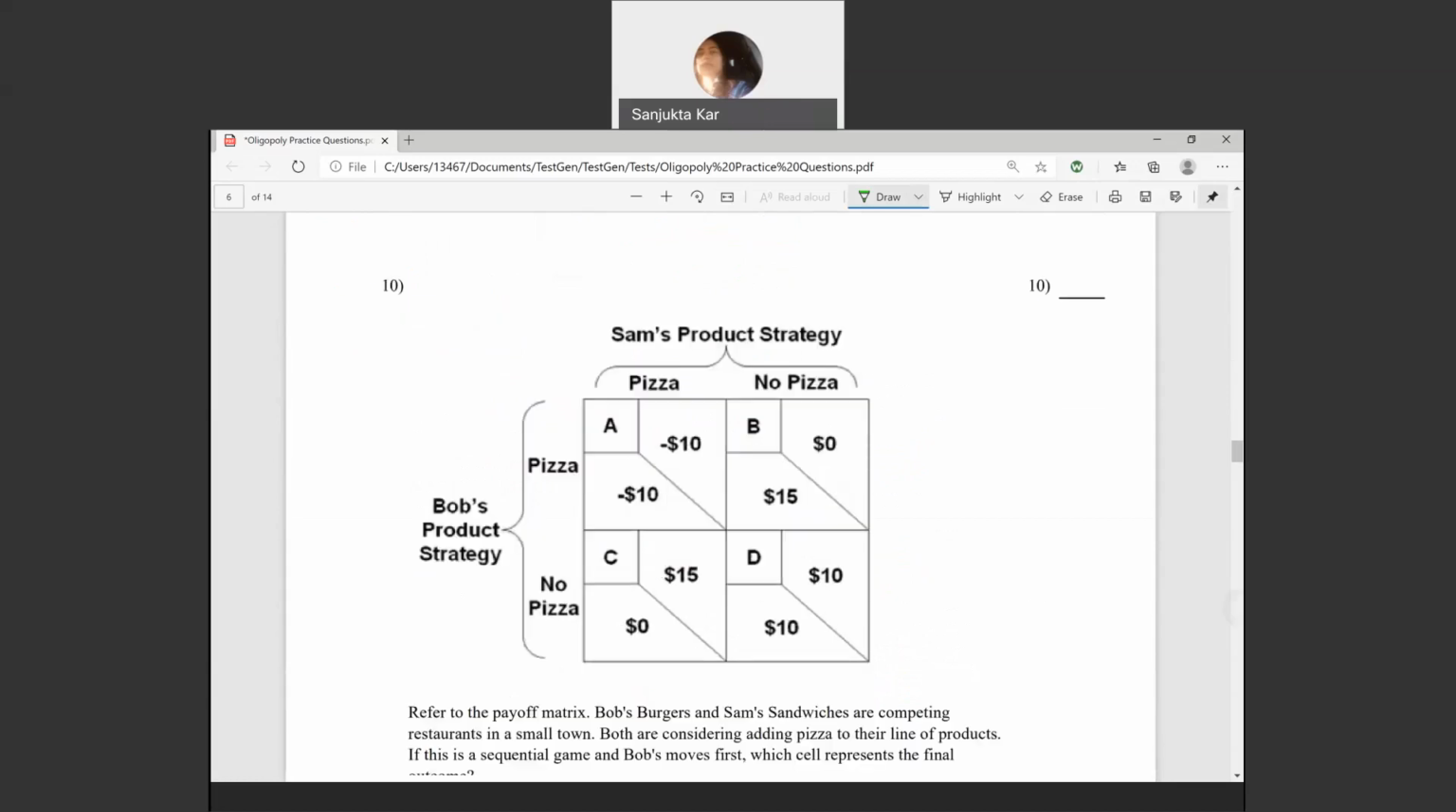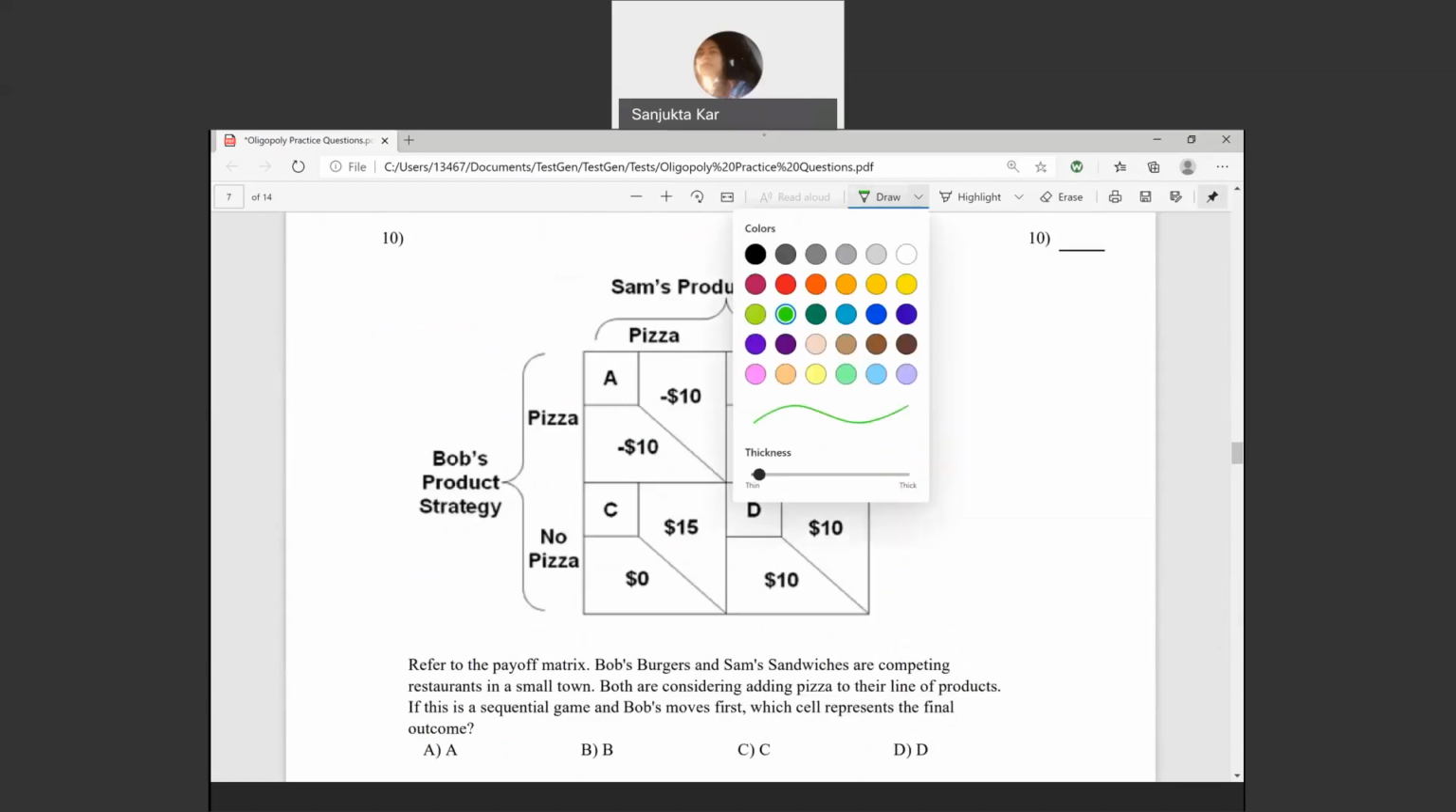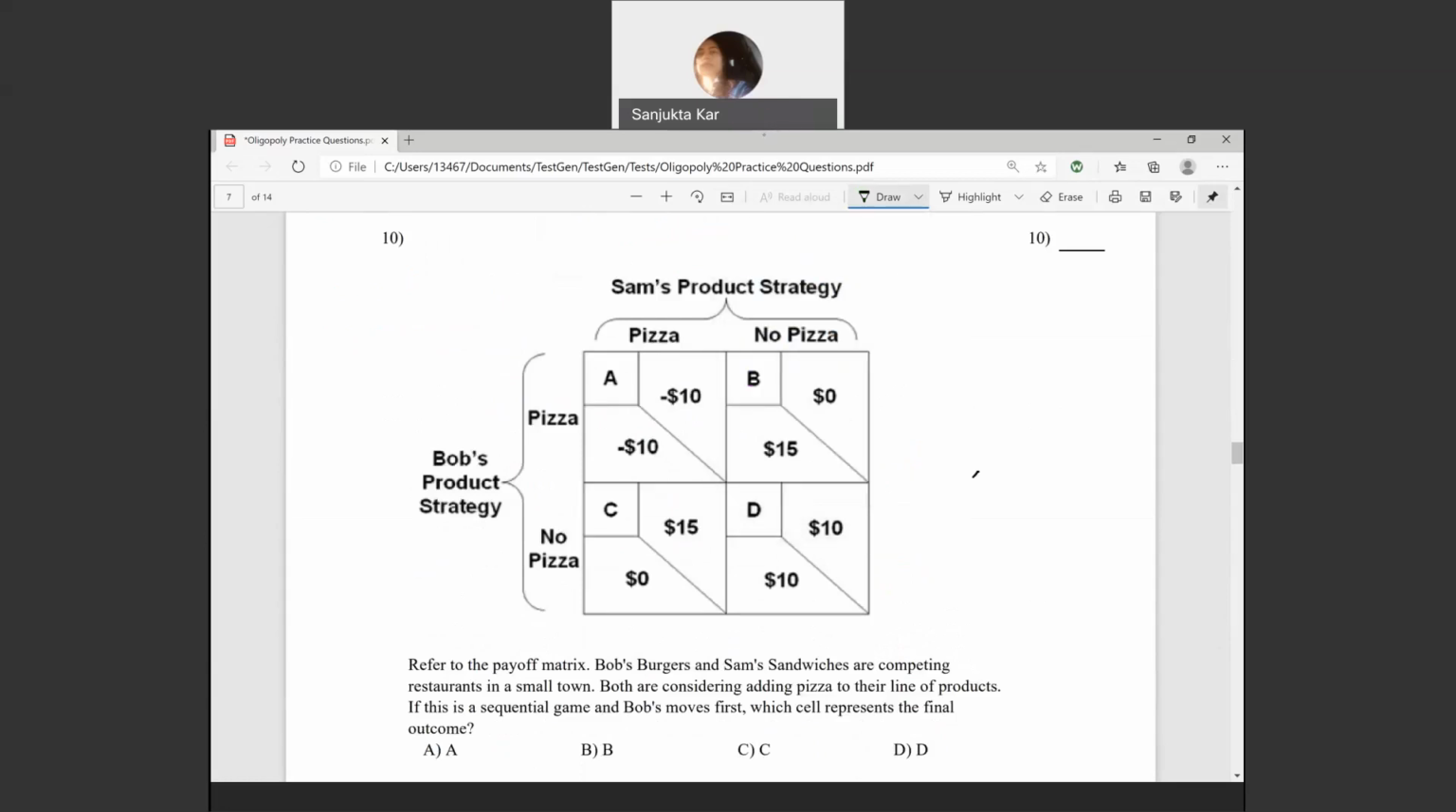Going to question number 10 here. This question is asking us what is the final outcome of this whole game. All right, columns. Let's be really fast here. Column 1, compare -10 and 0, pick up 0. Column 2, compare 15 and 10, pick up 15.